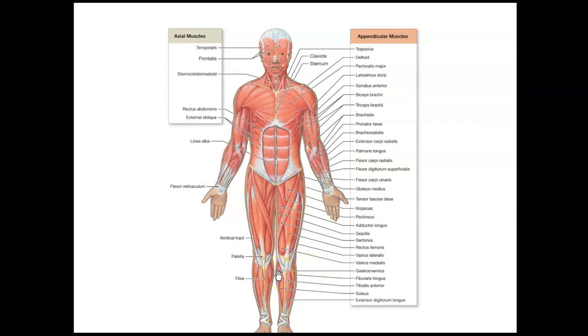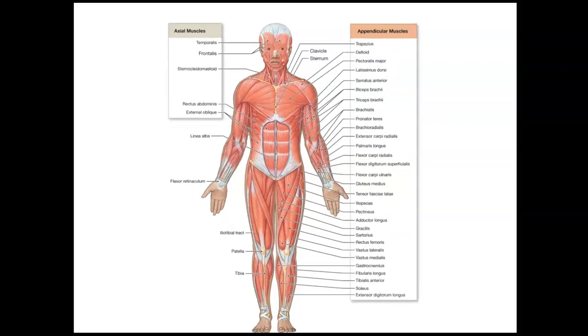Gastrocnemius is the calf muscle, which you can kind of see on the anterior side, but the largest portion will be around on the posterior side. You have the fibularis longus, tibialis anterior, the soleus, which works together with the gastrocnemius to allow you to stand on your tiptoes. The extensor digitorum longus, that allows you to extend your digits or point your toes.